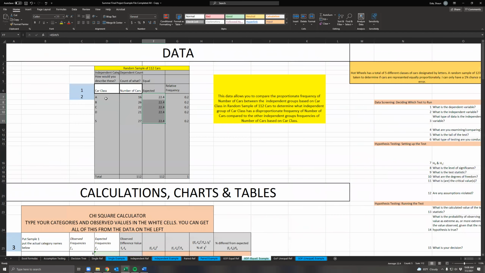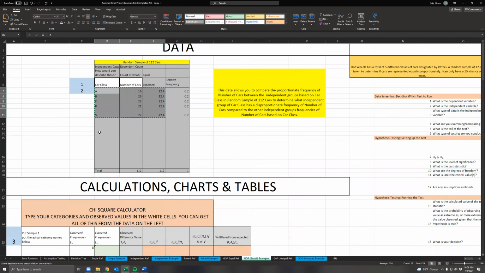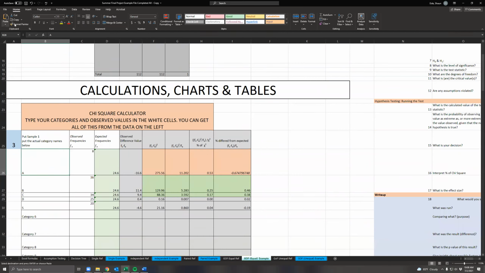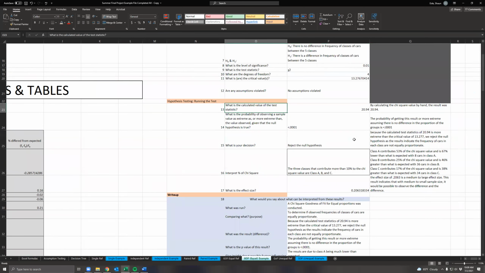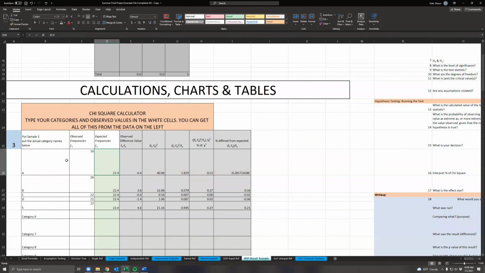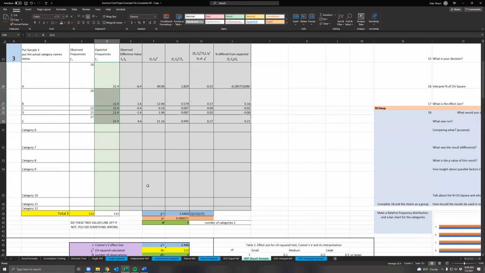Next thing that I'm going to do is I'm going to copy and paste this, Control C, and I'm going to paste the values. So I'm going to go paste values. And I'm going to change the color of this. Okay, so there are no assumptions violated. So I copied and pasted the A, B, C, D, S to right here with the observed frequencies. So these are the actual observed frequencies, and these are the expected frequencies. And you can use this calculator right here.